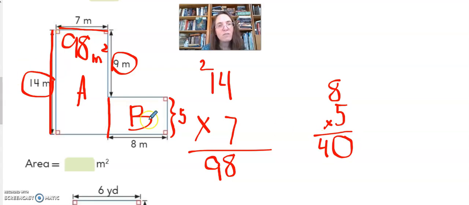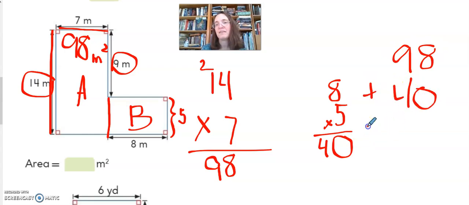To find out the square feet of the entire composite shape then, I'm going to add together 98 plus 40. And to do that, just give me a moment. You've known how to do this one. Oh my goodness, probably since second.